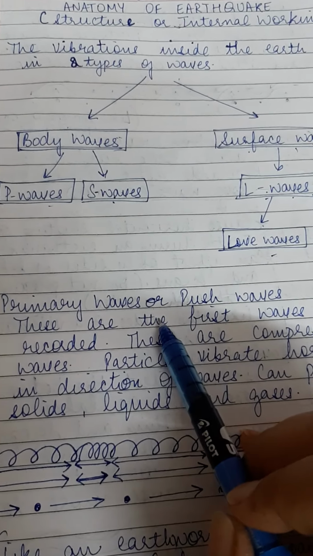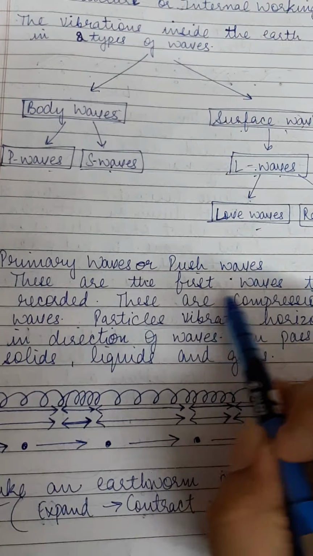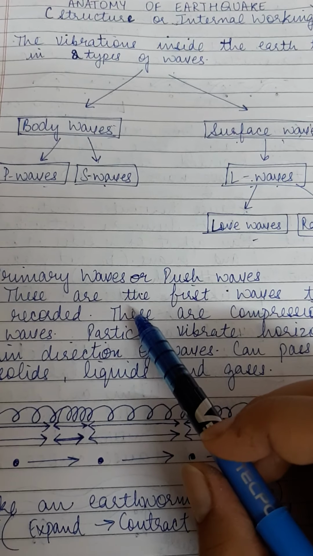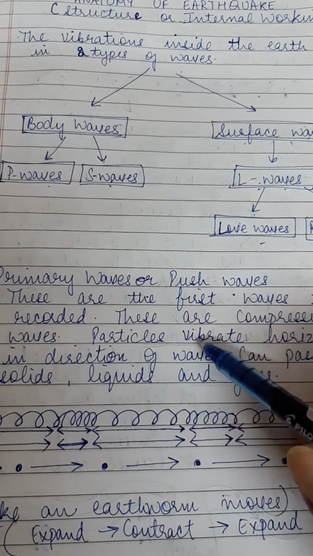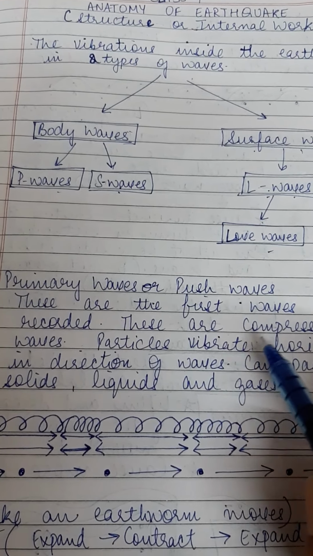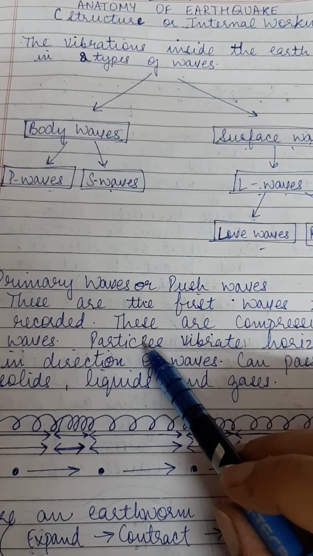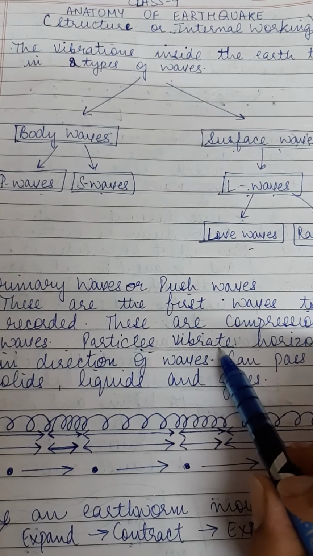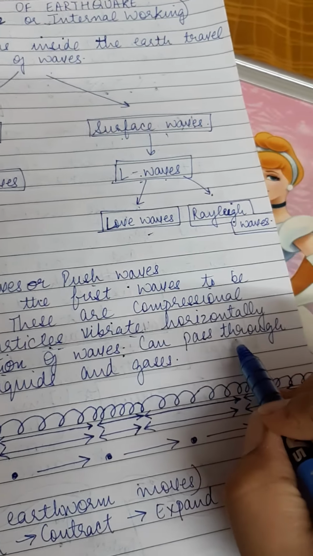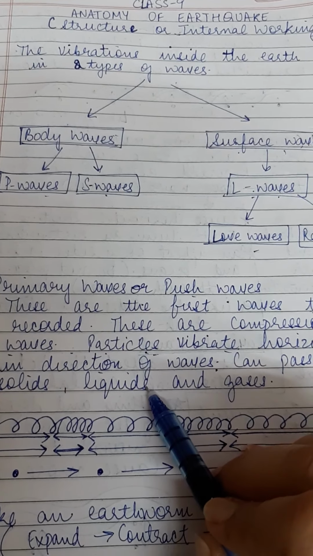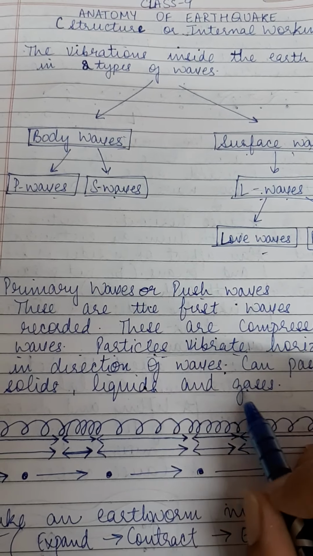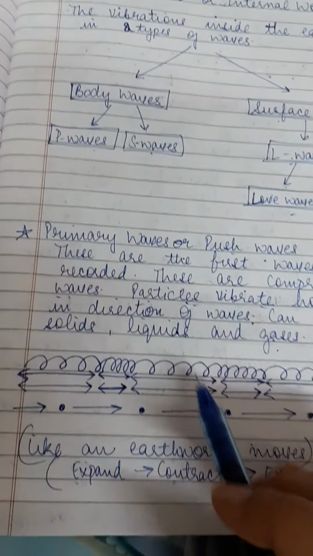Firstly, primary waves, also called the push waves. These are the first waves to be recorded on the seismogram. These are the fastest, and that is why they are recorded very quickly. These are the compressional waves. They compress the earth's crust. The particles, that is the things on the crust, vibrate horizontally in the direction of waves, and these waves can pass through solids, liquids and gases. Solids is the lithosphere, liquids is the oceans, and gases, it can also be felt to a height.